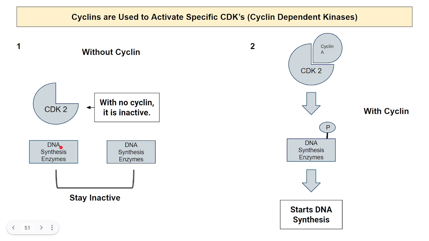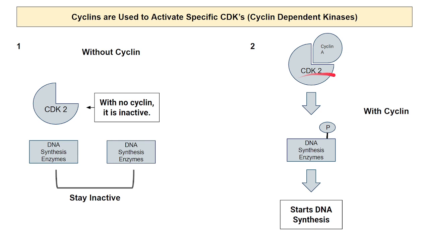Now, when the cyclin comes in, and the cyclin can be anything, so let's say it's the S cyclin, right? When that S cyclin comes in, it's going to let CDK phosphorylate the DNA synthesis enzymes so that DNA synthesis occurs. So anytime we want to do synthesis, we're going to need the cyclin to turn on the CDK so that the CDK can cause the proper response.